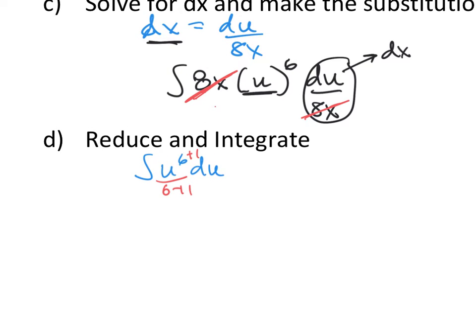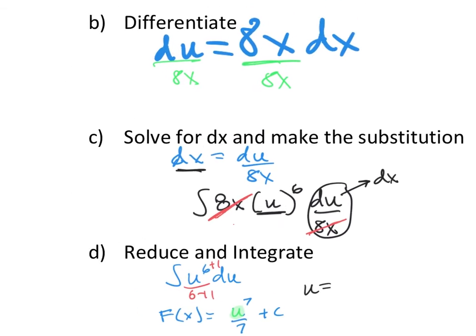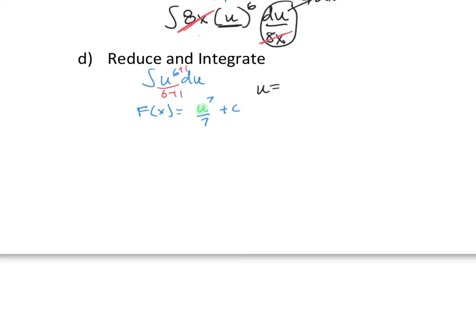And we are going to have the function, and again, we're going to have this eventually in terms of x, and it's going to be u to the 7 over 7 plus c. Now, we're going to put this back in terms of x, and we are going to substitute that u expression. What was it? u is 4x squared plus 8.